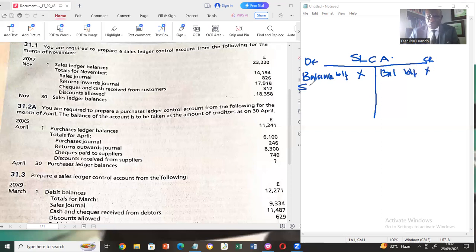The total credit sales are found in the sales journal. Like we said, the sales ledger control account is for credit customers, that is for credit sales. So the total credit sales are found in the sales journal. That's where you get it. Then we go to the sales returns. Sales returns are found in the sales returns journal. Then we have discount allowed.